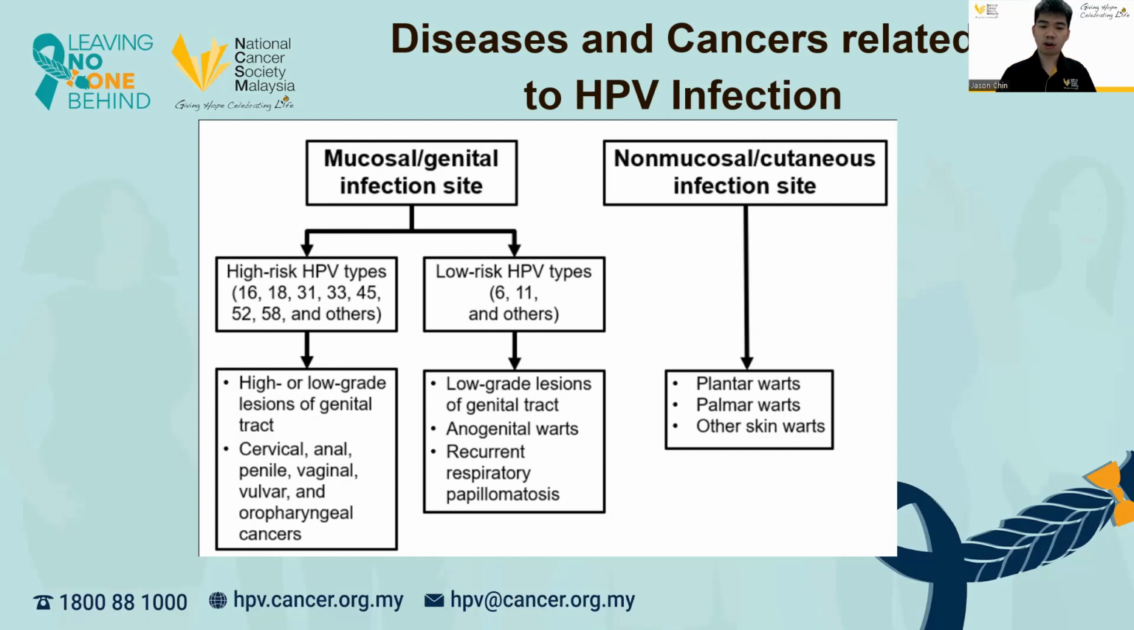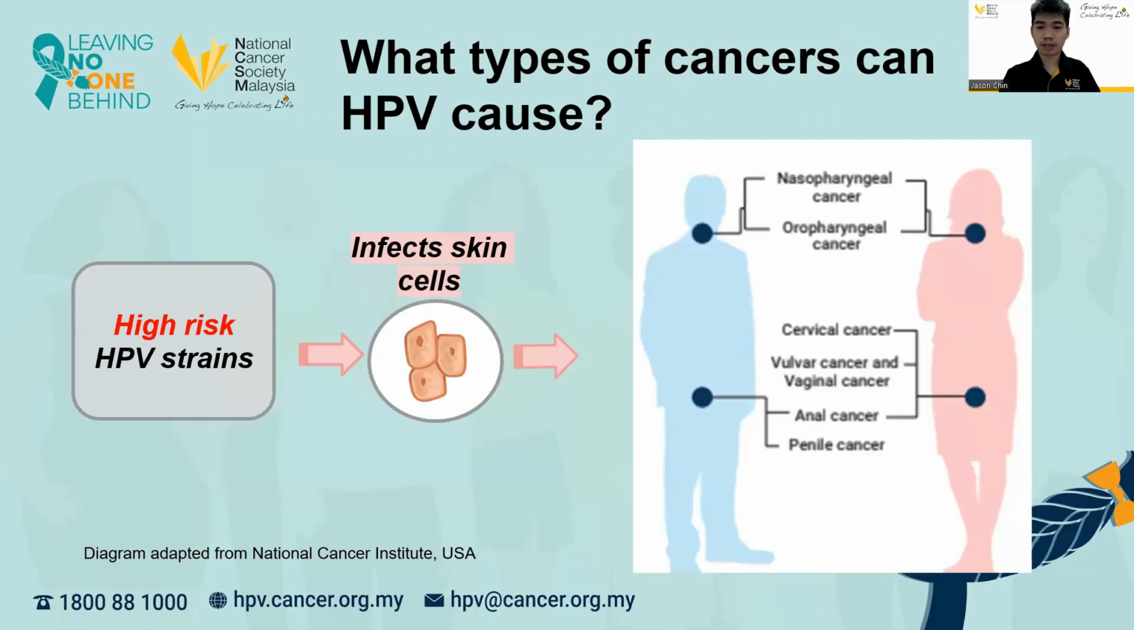For the low risk, it can cause things like genital warts and recurrent respiratory papillomatosis. That's where you have a lot of spots in your respiratory tract. Non-mucosal cutaneous infection sites will be things like plantar warts, palmar warts, as well as other skin warts. Right? And what type of cancers can HPV cause?